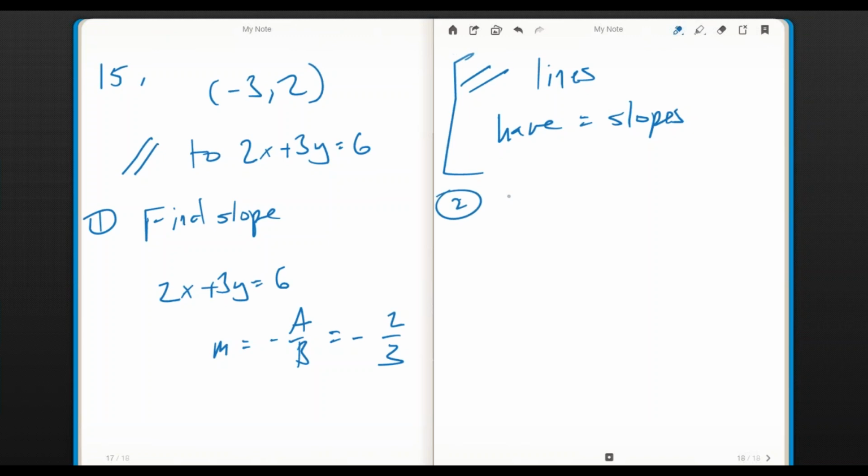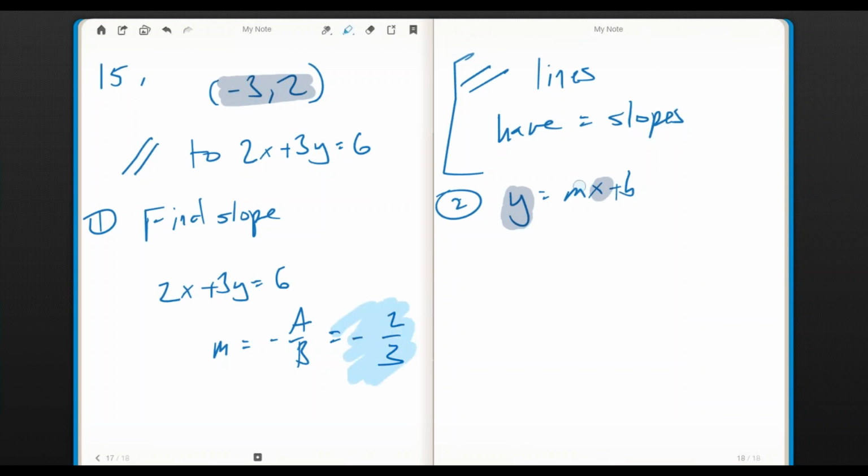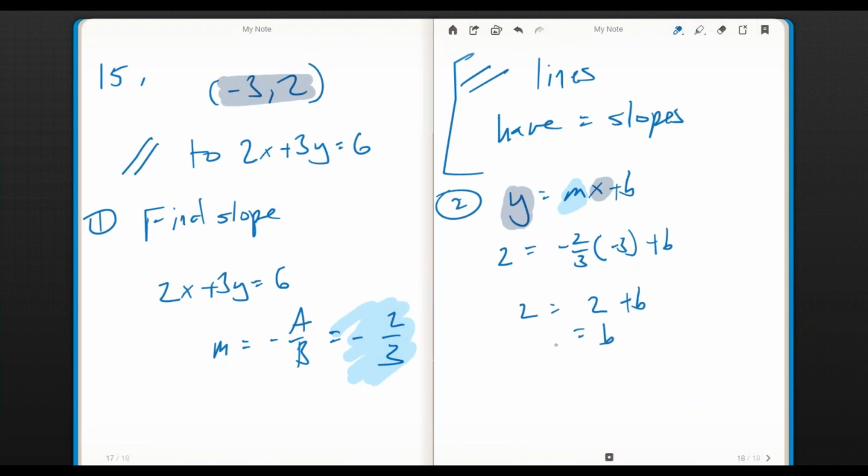The second step is to take y equals mx plus b and fill in y and x from a known point, fill in the slope, and find b. So 2 is equal to -2/3 x plus b. They made the math really nice and easy for us here. 2 is equal to +2 plus b. b is equal to 0. So in this problem, it crosses the origin at 0, 0 as well.